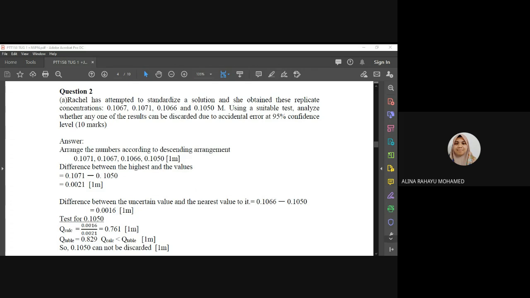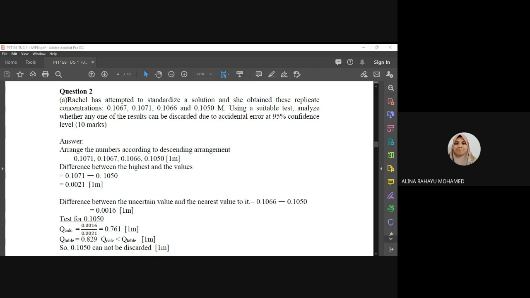confidence level. Before answering this type of question, we need to identify, are we going to use the t-test or Q-test? That is the first thing that we have to consider. In order to decide that, we have to look at the keywords in the question itself. Using a suitable test, analyze whether any of these results can be discarded. So that's the keyword, can be discarded.